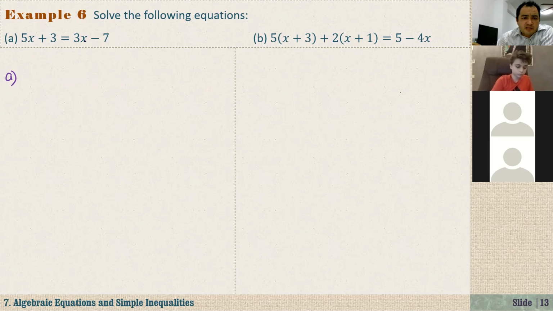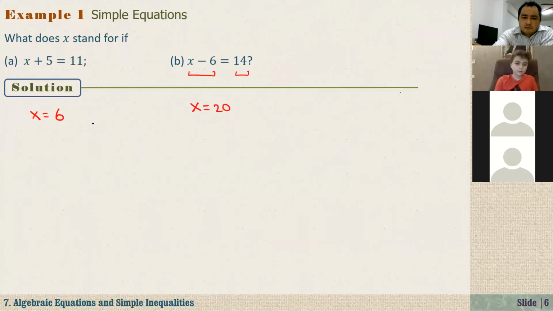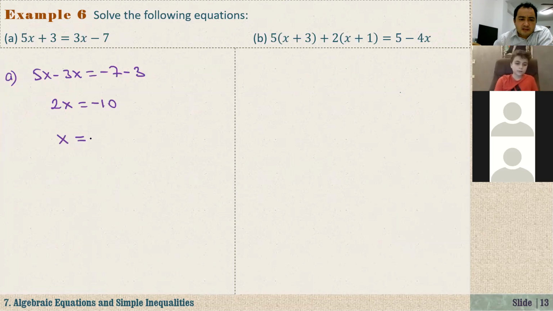So in A, on the left, we have unknowns, and constant on the right, we have unknowns, right? So take this 3x to the left. So here we have 5x minus 3x. Now here we have negative 7 left. Take 3 to the right-hand side, minus 3, because we know that taking means actually subtracting 3 from both sides, right? 5x minus 3x, it is 2x. Negative 7 minus 3, it is negative 10. So now we should divide both sides by 2. On the left-hand side, we have x, negative 10 over 2, it is negative 5. So that is the solution.